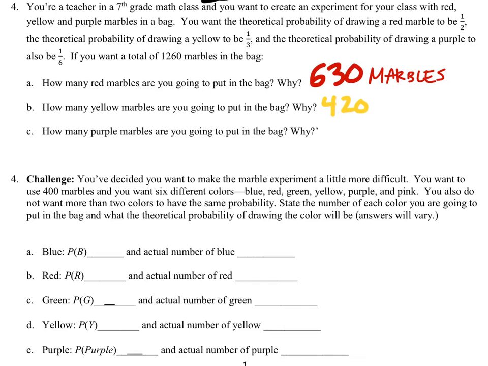We want the probability to be 1/3, so 1/3 of the marbles have to be yellow, and in this case there's 1,260. So 1,260 divided by 3, and you get 420 marbles. Next up we've got purple. 1/6 of them are going to be purple in this case, because it's a theoretical probability of 1/6. So that appears to be 210 purple marbles.